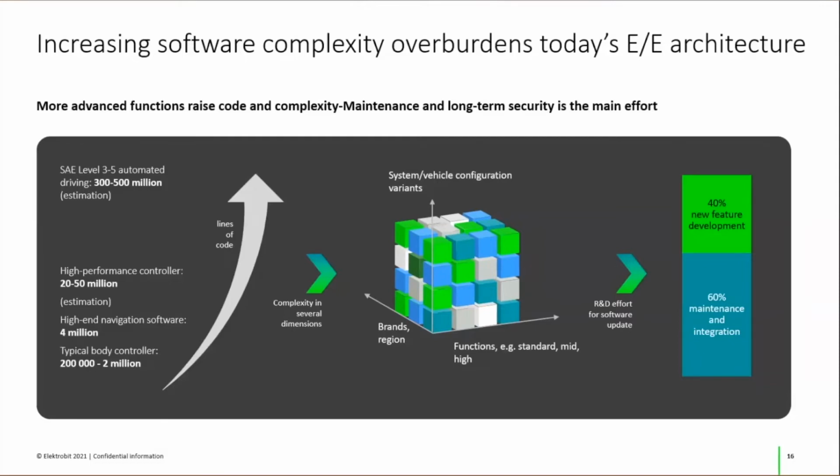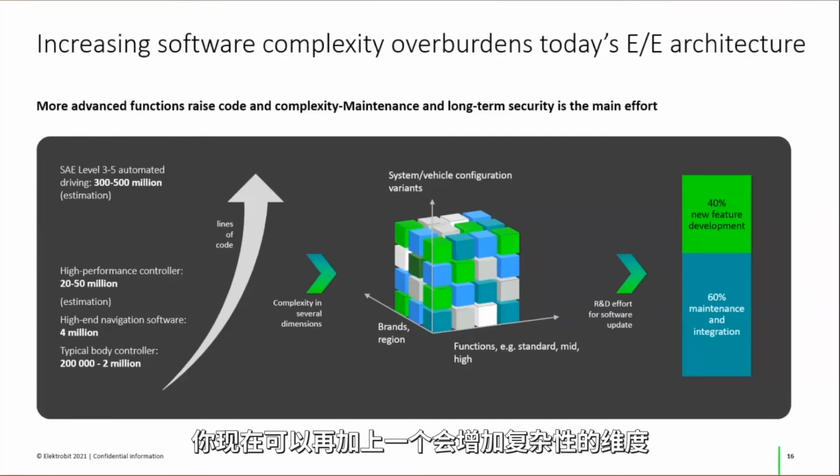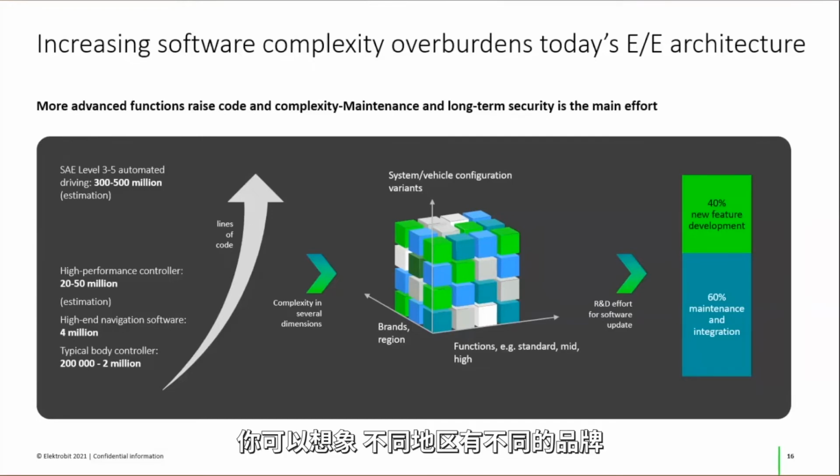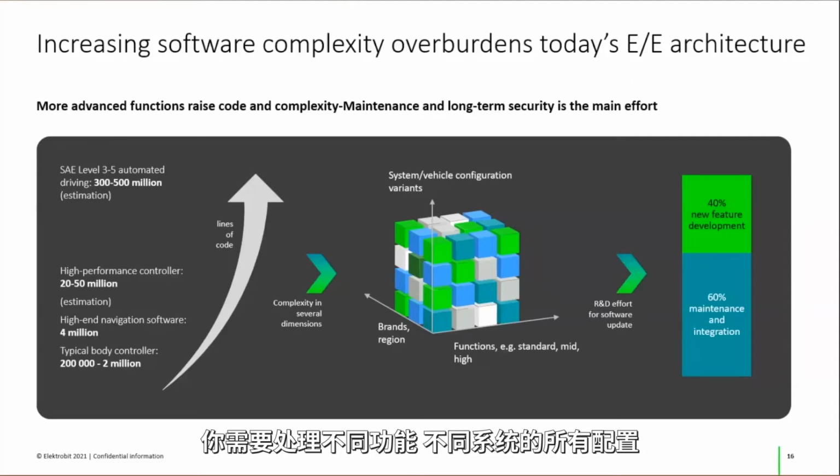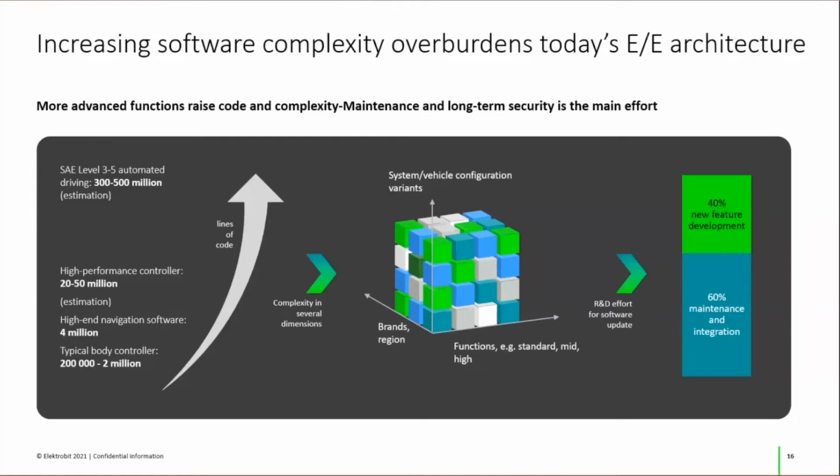And now you can think of one more dimension that adds complexity. Now you can imagine there are different brands out there in different regions. So this adds one more dimension of complexity, and you need to handle all these configurations of different functions, different systems, and vehicle configurations for different brands in different regions. So what does this result in and mean in terms of adding a new software function or, in double quotes, just adding an update to an existing function?